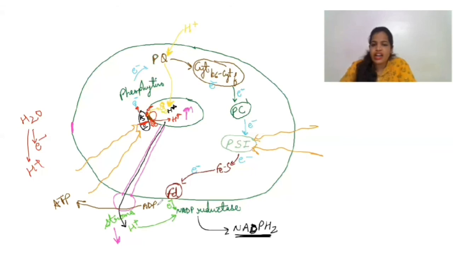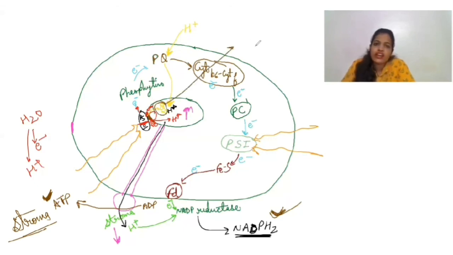So you can see that NADPH2 and this ATP are both produced on the stroma side; the site of production of ATP and NADPH2 is the stroma. But another fact is that oxygen is evolved in the lumen of the thylakoid and it is released in the form of oxygen gas out of the plant. Or for respiration, they'll be using this oxygen, but not for photosynthesis.